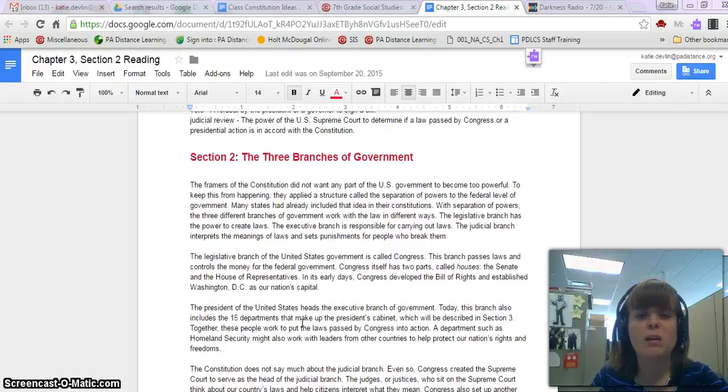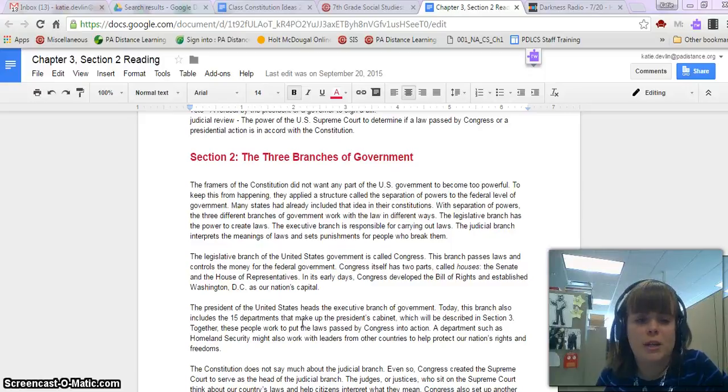Section 2, the three branches of government. The framers of the Constitution did not want any part of United States government to be too powerful. To keep this from happening, they applied a structure called separation of powers to the federal level of government. Many states had already included that idea in their constitutions. But with the separation of powers, the three different branches of government work with the law in different ways.